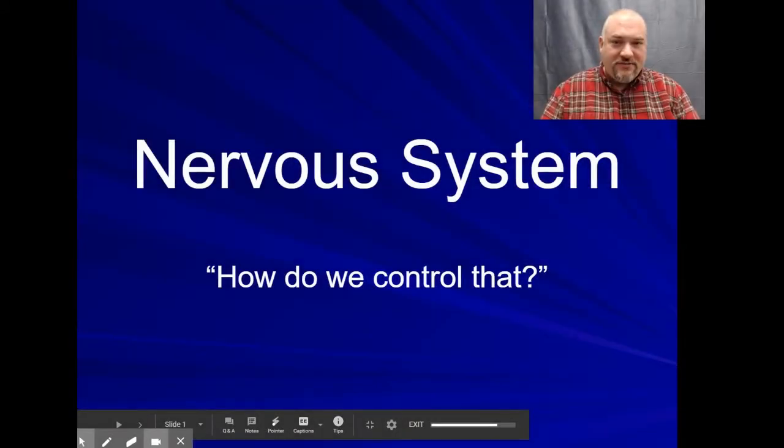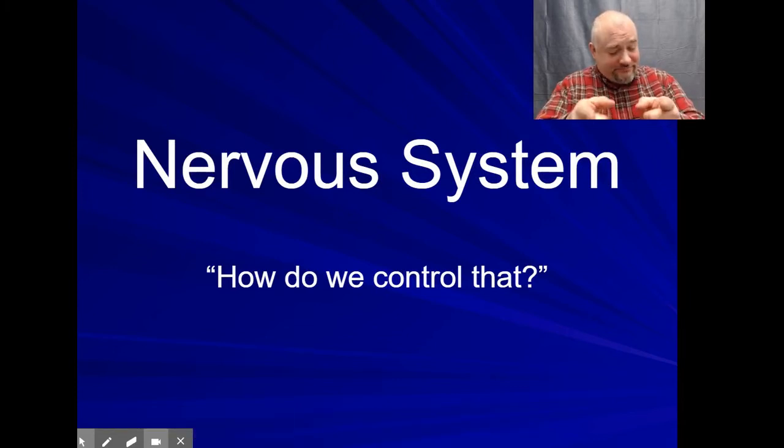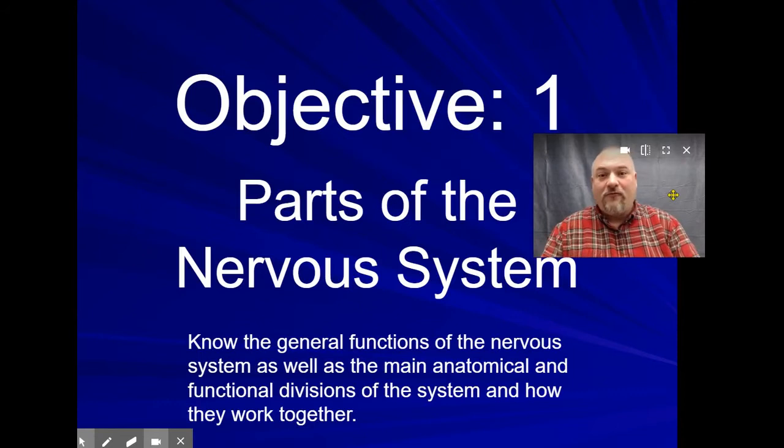Welcome to our nervous system unit, or as I have alternately decided to entitle it, how do we control that? That's what it's all about. The first objective, objective one, parts of the nervous system. In this one, we're going to learn the general functions of the nervous system, as well as the main anatomical and functional divisions of the system and how they work together.